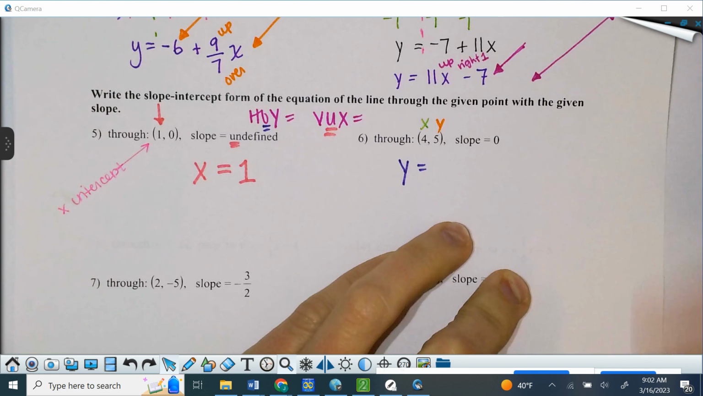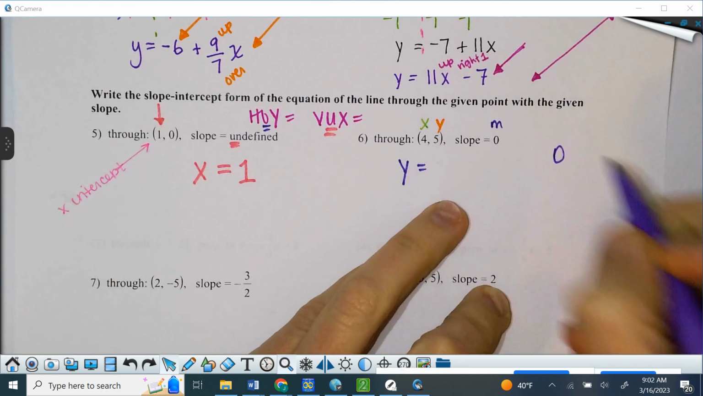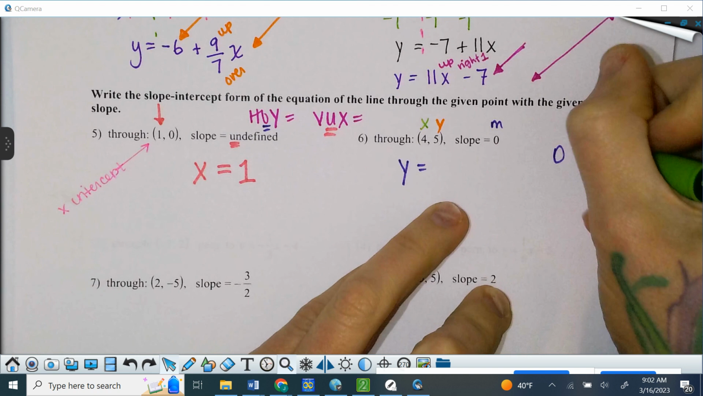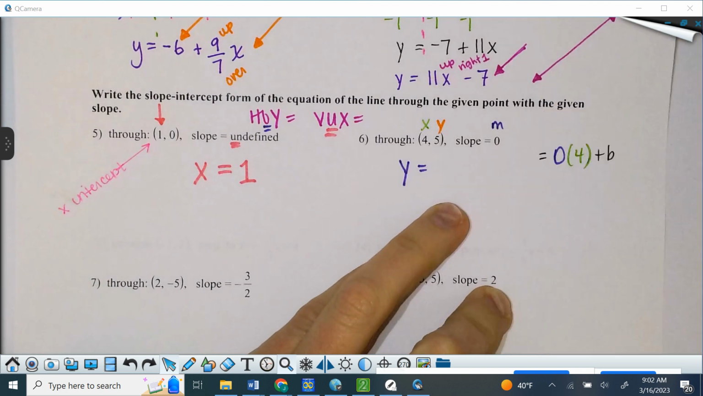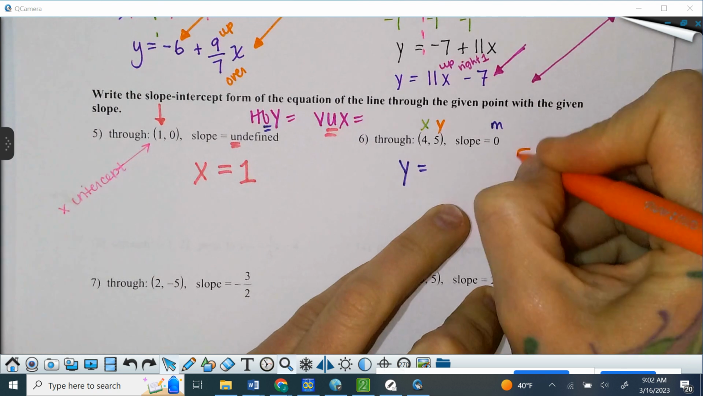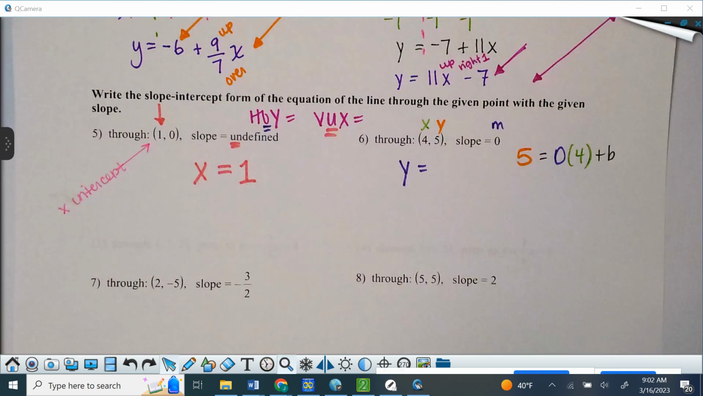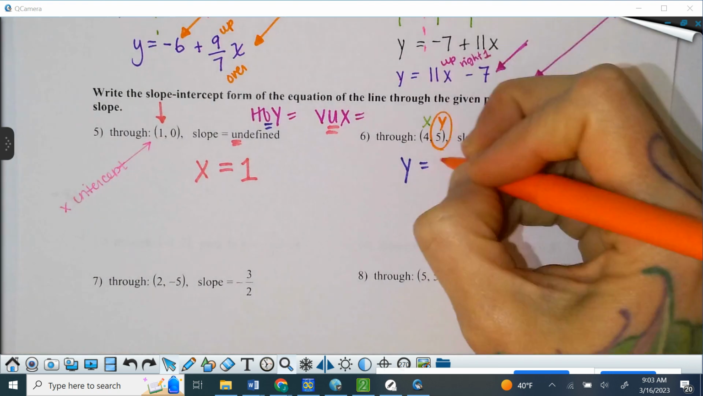So you could do 0 times 4 plus b equals, and our y value is 5. But if it's a y equals equation and we know the slope is 0, that means every output for x is going to be a certain y value. That y value is already shown. So it's going to be 5.